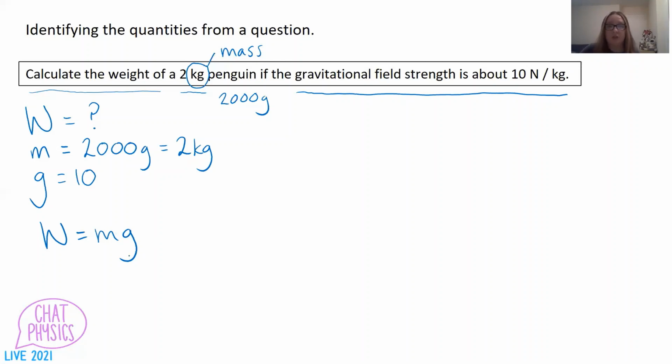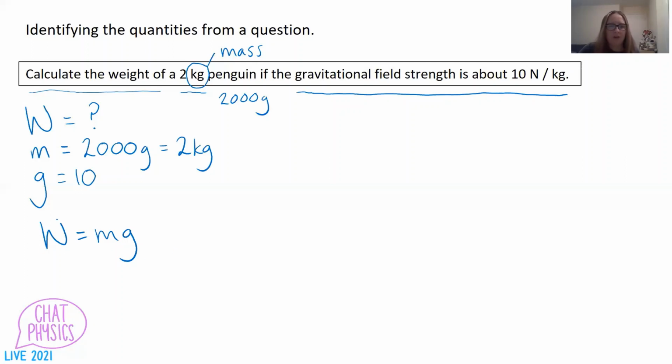Now it's time to substitute, so I'm going to substitute first. It's quite good practice because if students struggle with rearranging, then by substituting numbers in first, they can often reduce the amount of quantities that we actually have. That can be really useful.